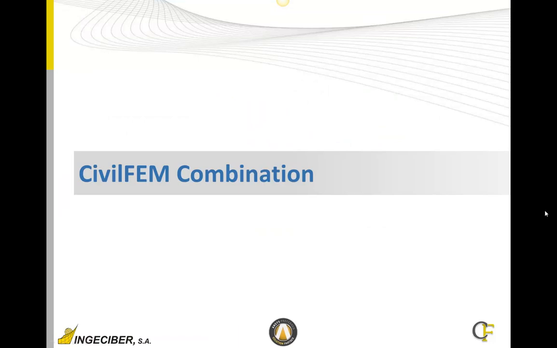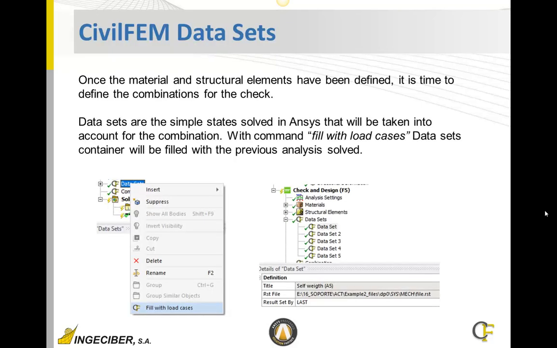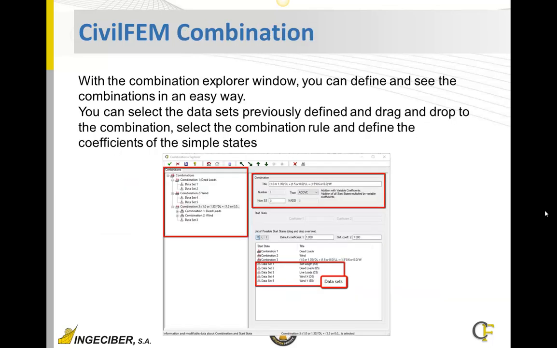The next step is to define the CivilFEM combination. To define the CivilFEM combination, the first thing we have to do is define the data sets. Once we have defined the material and structural element, it's time to define the combination. Data sets are the simple states that have been solved previously in ANSYS that will be taken into account for the combination. We can use the command fill with load cases to introduce the data sets in the container. After this, we will see the CivilFEM combination where we can define our combination rules. Well, I think it's better to see it with the example.